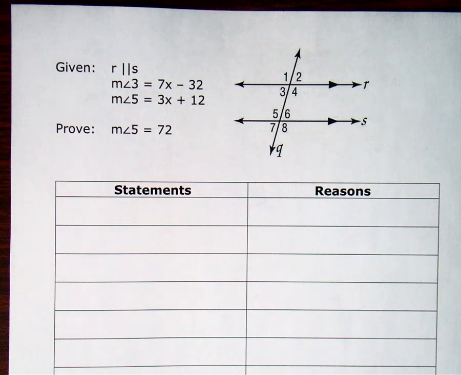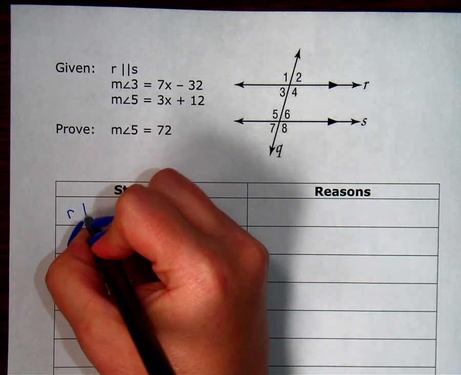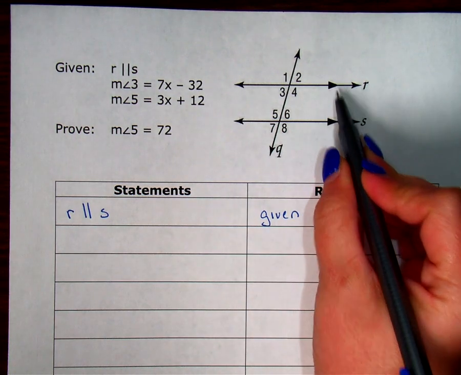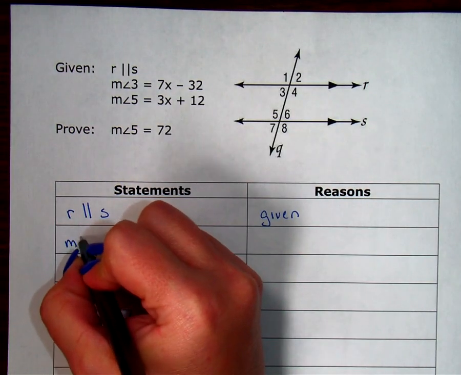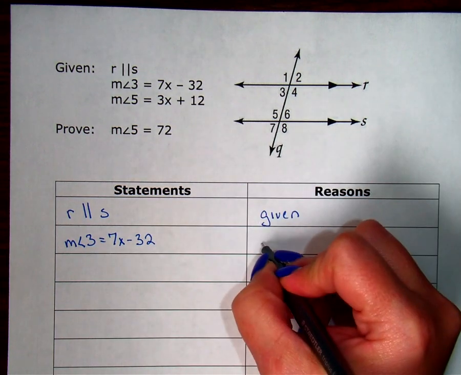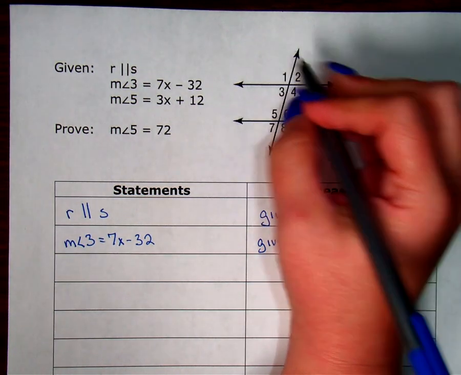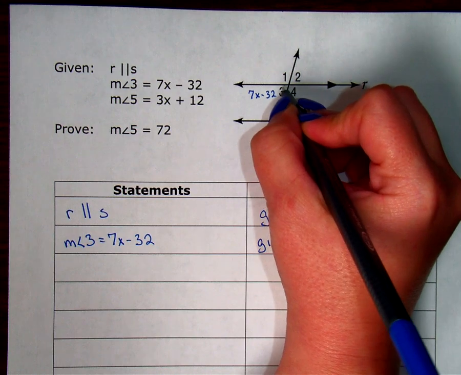All right, let's look at a proof and see how we can apply these theorems and converses to a proof. When I look at this one, my first given is line R is parallel to line S. When I look at my picture, I can see it's already marked for me in the picture. I like that. Then the measure of angle 3 is equal to 7x minus 32. Given. That's not marked for me in the picture, so I'm going to go ahead and mark that. 7x minus 32 is angle 3.